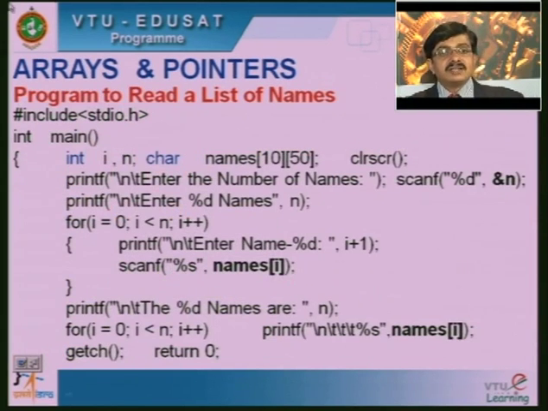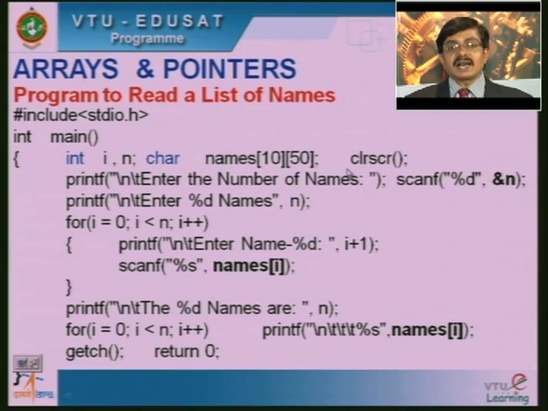Say, for example, this is a program for reading a list of names. So here, names of 10 50: 10 rows I have, 50 columns I have. It means that I can read 10 names here. Each row corresponds to one particular name or string, and I am restricting the number of characters in a name to a maximum of 49 only, because one will be reserved for the null character, right. So 10 is the rows and 50 is the columns there.